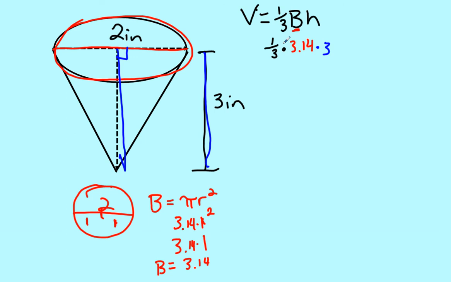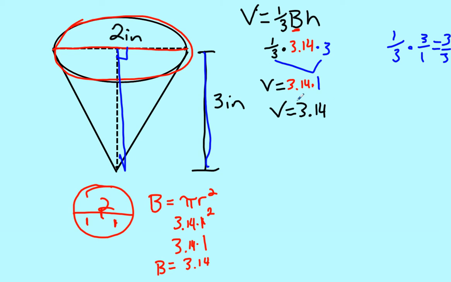Okay. Now if we look at it, we have 1/3 times 3 and 1/3 times 3. That works out pretty nicely. That's just 3 over 3, or 1. So 1/3 of 3 is 1 times 3.14. So the volume of our entire shape here is just 3.14, and this is inches. Inches cubed. And that's it.